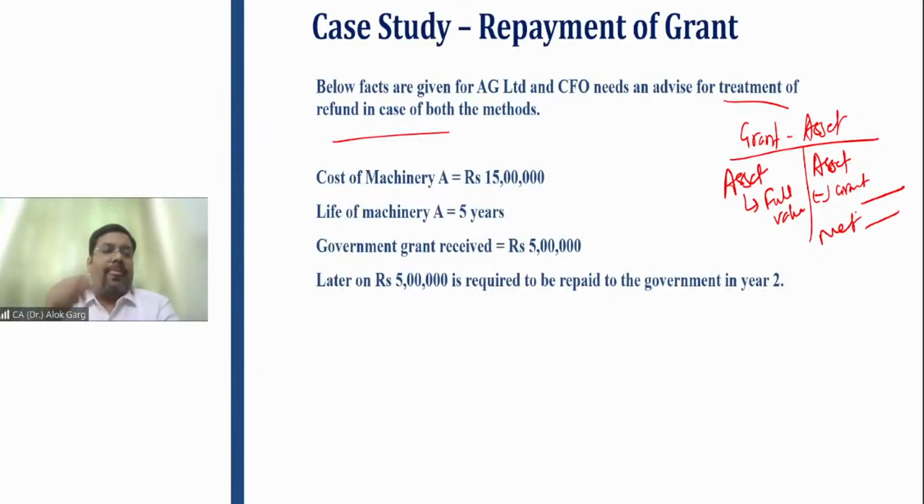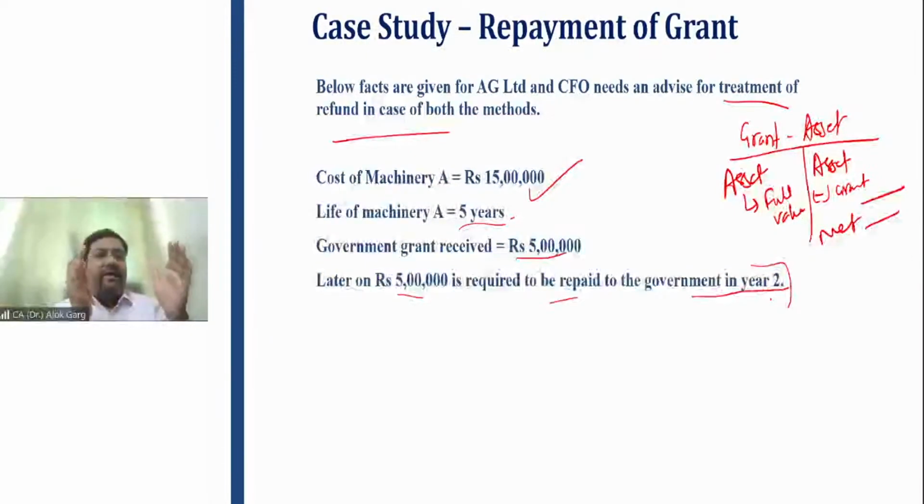So friends, if the asset is recorded at full value, then what will happen? For example, in this case, the machinery was acquired for 15 lakh rupees. The life of the machinery was 5 years and the government grant received was 5 lakh rupees. Later on, 5 lakh is required to be repaid to the government in year 2.